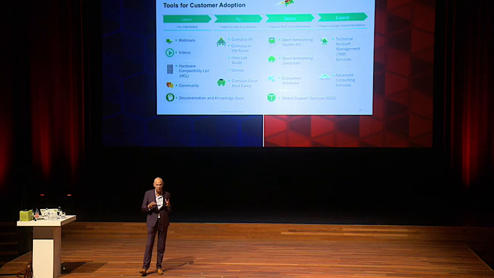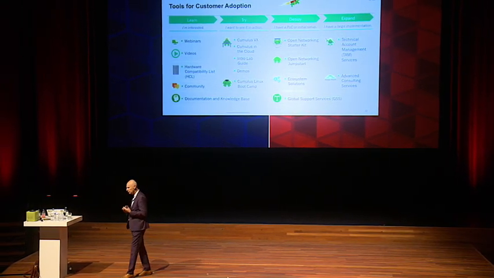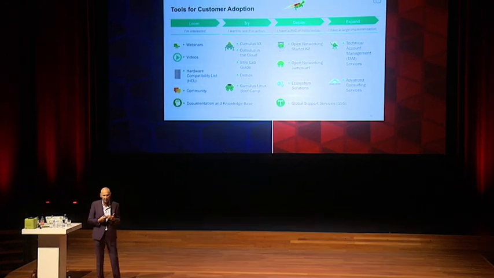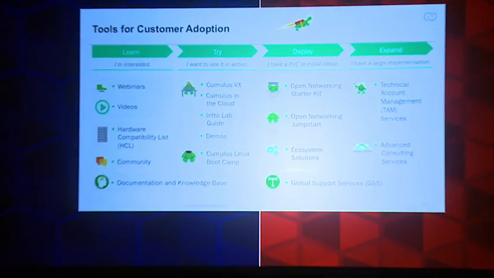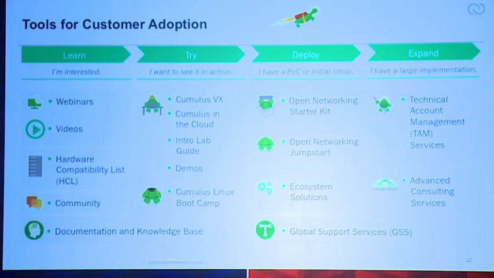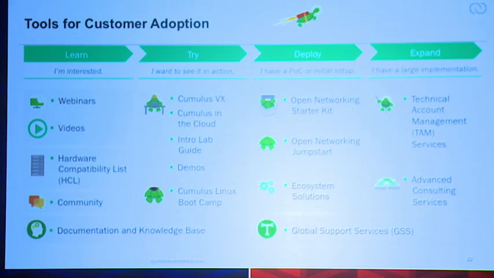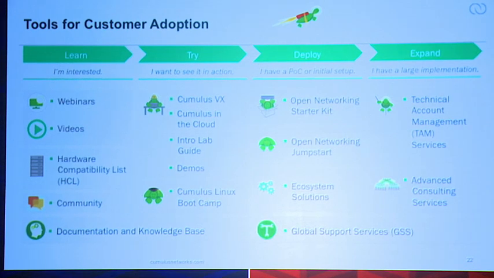One of the tools is Cumulus VX. Cumulus VX is a virtual tool that you can download from the Cumulus Linux website. It allows you not just to emulate a single switch with the VX, but also to build a multiple switch topology. You can build your leaf spine topology. If you then also go to the GitHub repository from Cumulus, you will find there a complete leaf spine topology pre-configured already.